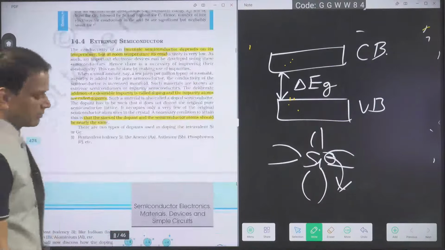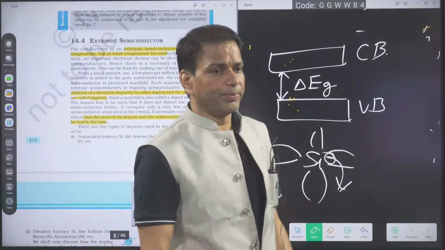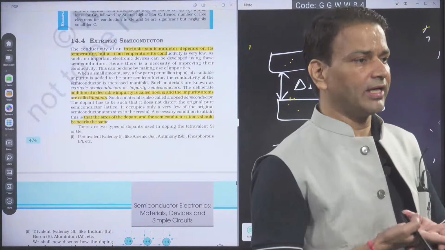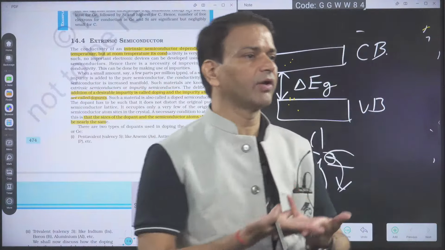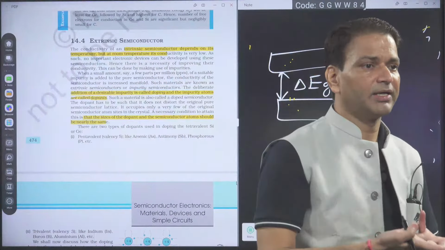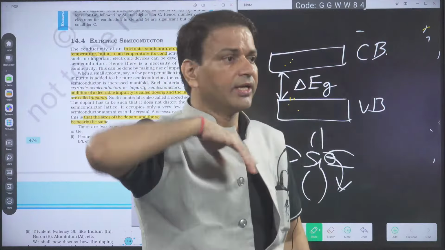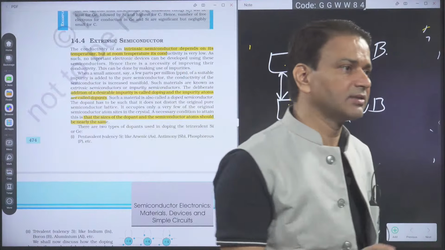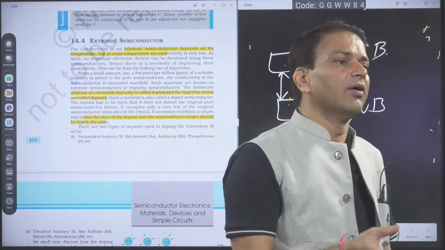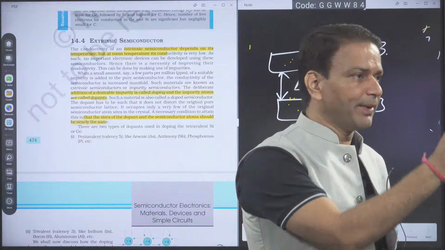Extrinsic semiconductor means what? When we are doing the doping. Doping means when we are adding a calculated amount of impurity, like a trivalent or pentavalent atom, in the elementary semiconductor. So the conductivity will increase many times. So this doped semiconductor is the extrinsic semiconductor. We can dope a trivalent atom or a pentavalent atom.